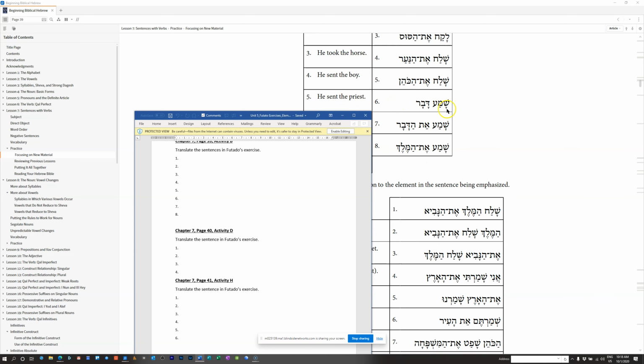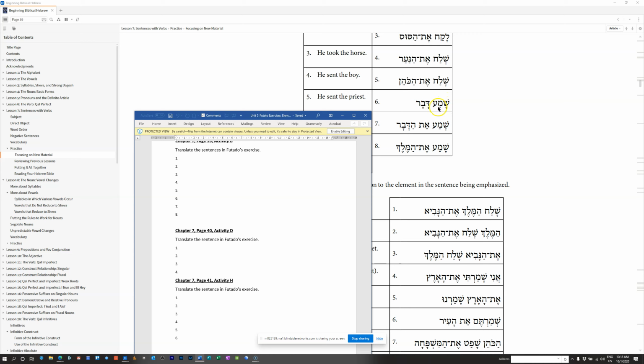Number 6, we have shema. This is listened or heard. So who listened or heard? Davar. Well, davar, a word doesn't listen or hear. So davar is probably not a good subject, but a davar does get heard. It does get listened to. So it makes a perfect direct object for shema. So shema would be listened or heard, listened to or heard a word. Who listened to or who heard a word?